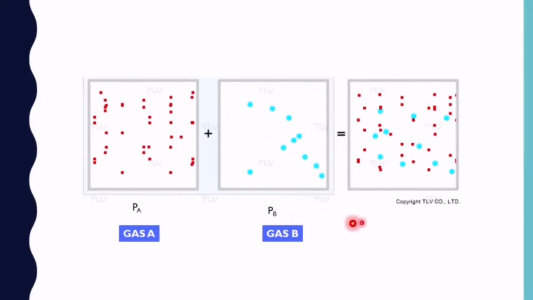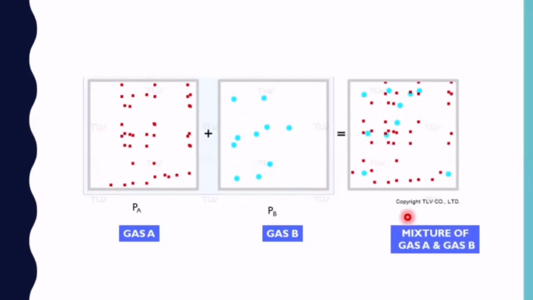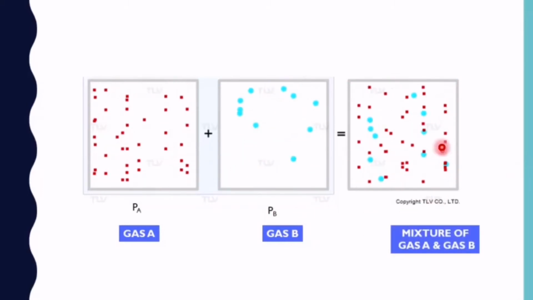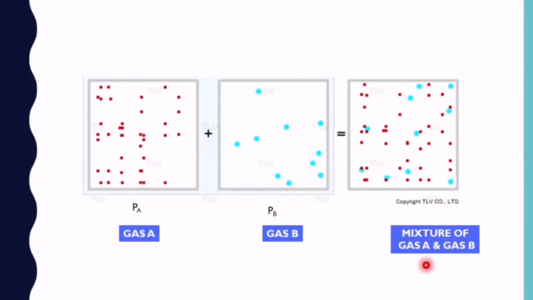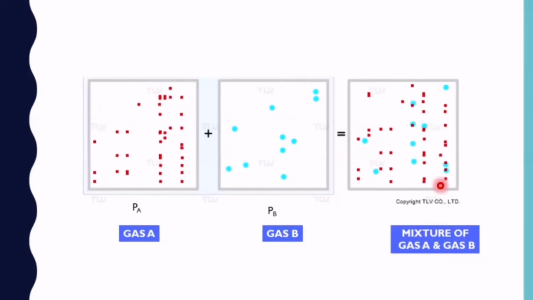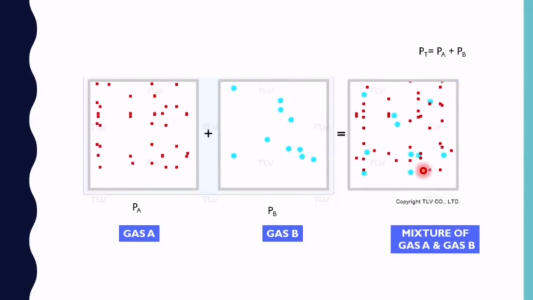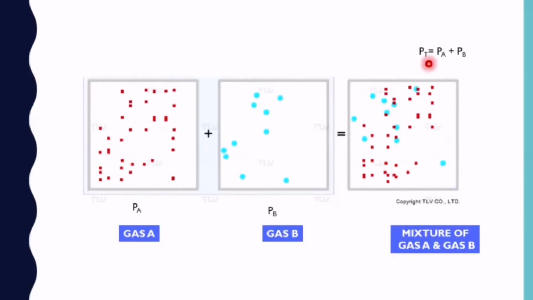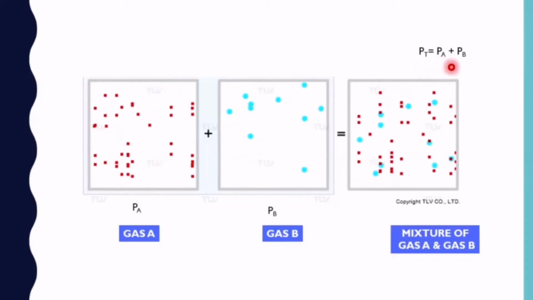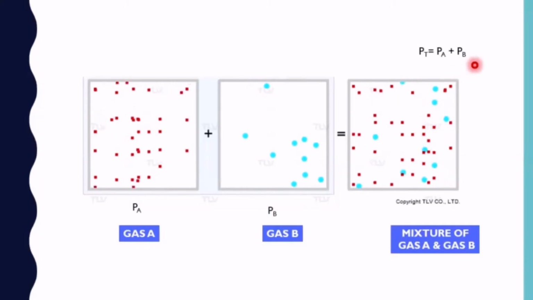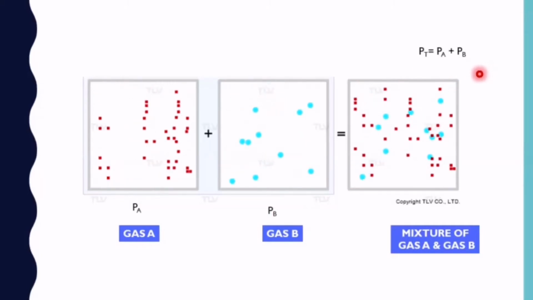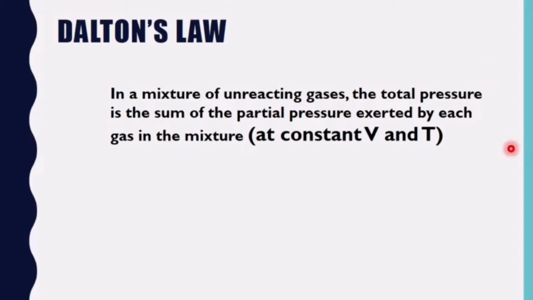When I mix both gas A and gas B in the same container, it becomes a mixture of gas A and gas B. The pressure in the container has now become the P total of partial pressure A and partial pressure B. This is what is stated by Dalton's law.